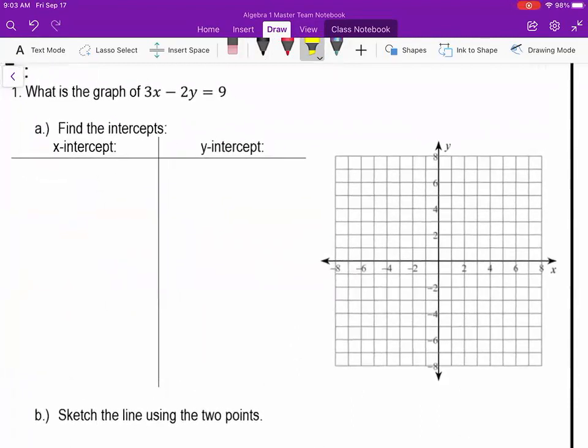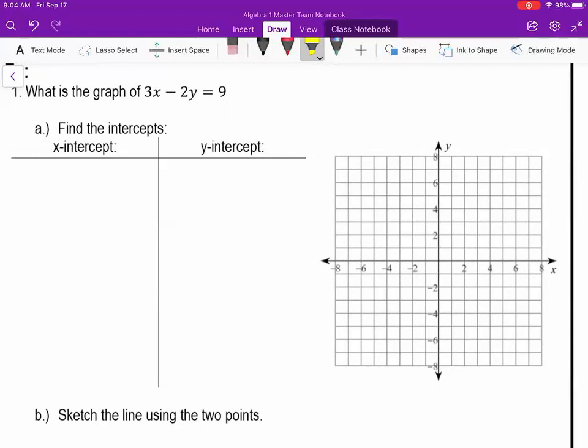So the first example says, what is the graph of 3x - 2y = 9? Well, how do we graph this? Before, we were able to find a point and then use the slope to find the rest of the points and then draw our line. In this case, the slope is not given to us. So here's how I want you to graph the equation. We're going to find the x- and the y-intercept.